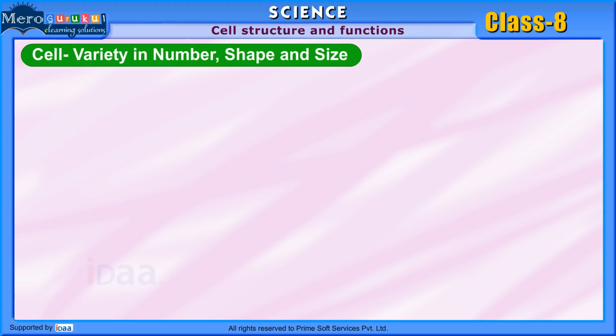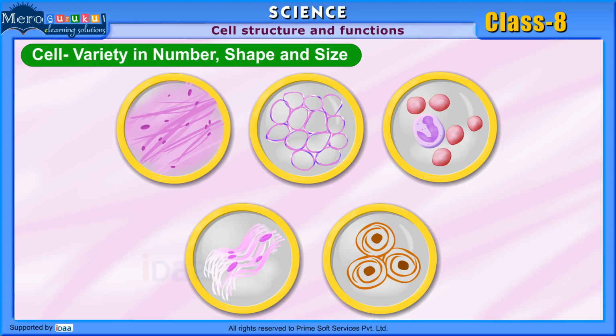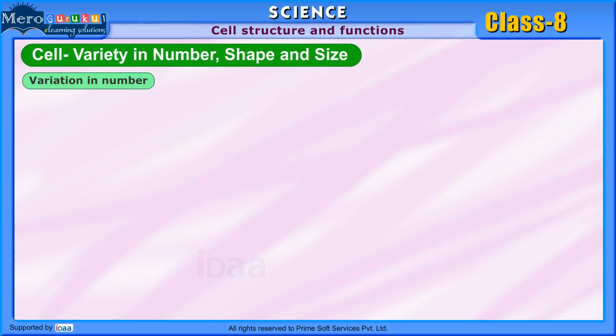Cells: variety in number, shape and size. Cells in organisms show variety in their number, size and shape. Variation in number.